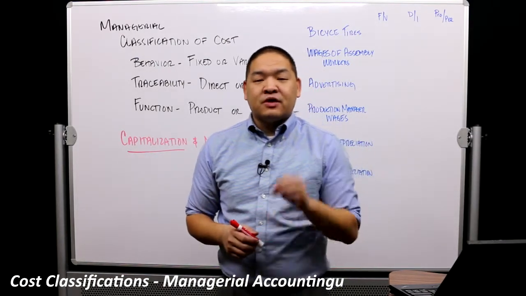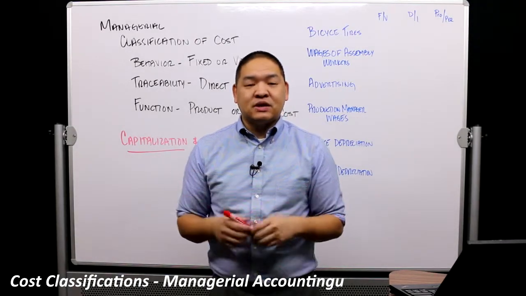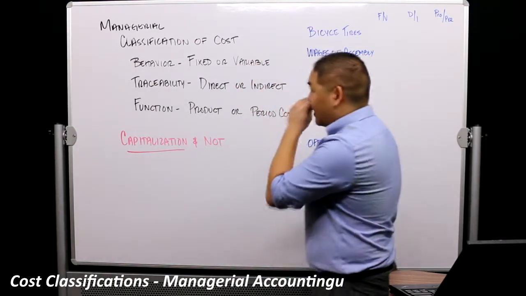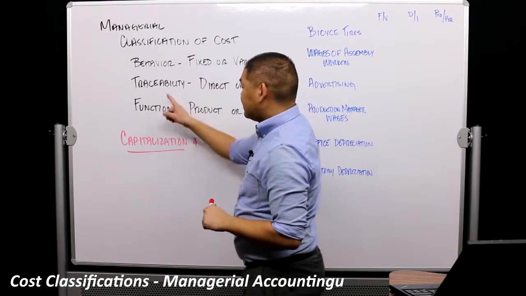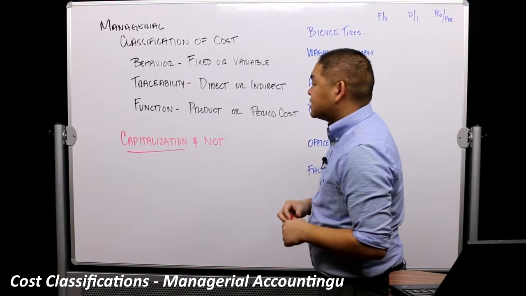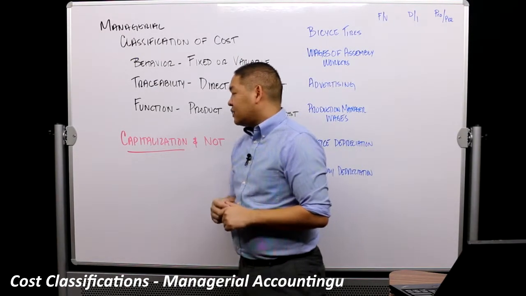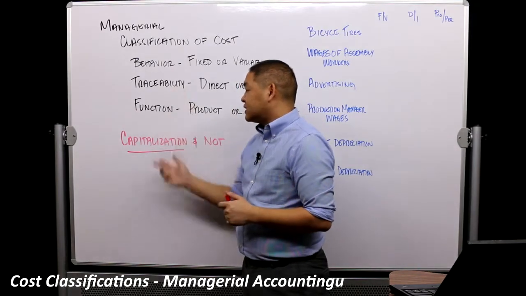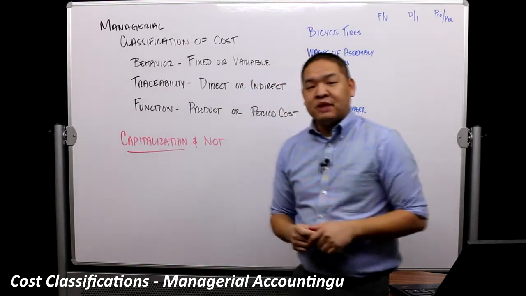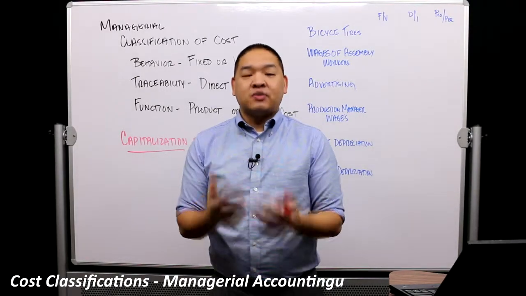Now, there's three things that we want to classify everything into based on these three topics. These are behavior, traceability, and function. And before we talk about those three topics, there's something that we do really need to talk about, and that's called capitalization. And the basis of why we're doing this is this idea of capitalization. And the idea of capitalization comes up because of the matching principle.